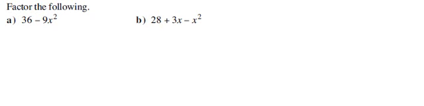And the factoring gets ever more tricky. Factor the following: 36 minus 9x squared. See anything wrong with this? It's a difference of squares, the way it's written. It would be better if it were in descending order.